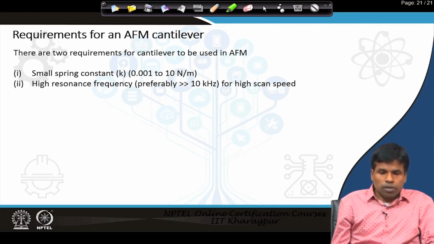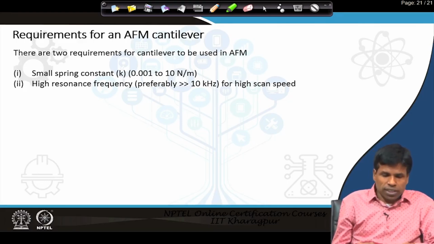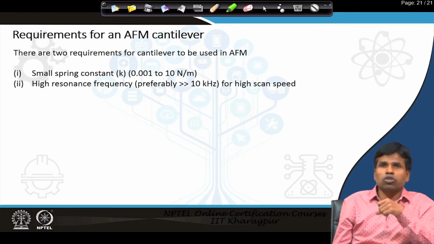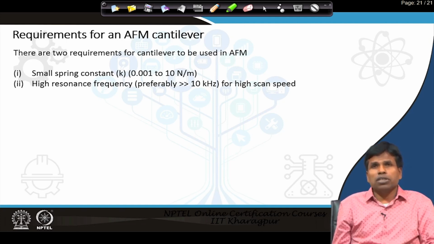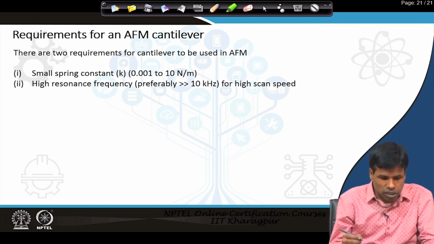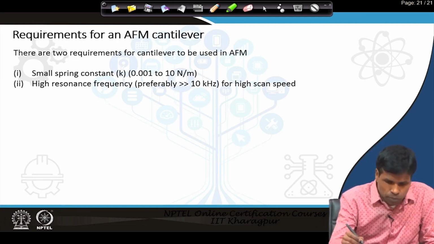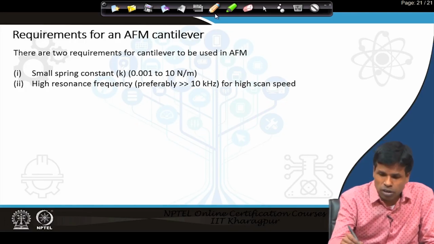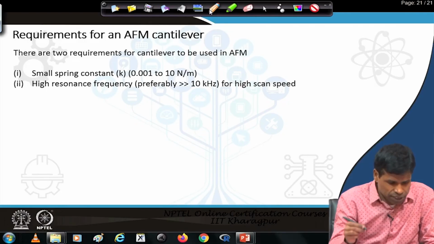In order to know why these requirements exist, we need to know how strong a force can be measured in the AFM, because in AFM we measure the force and that force is utilized for creating the image.